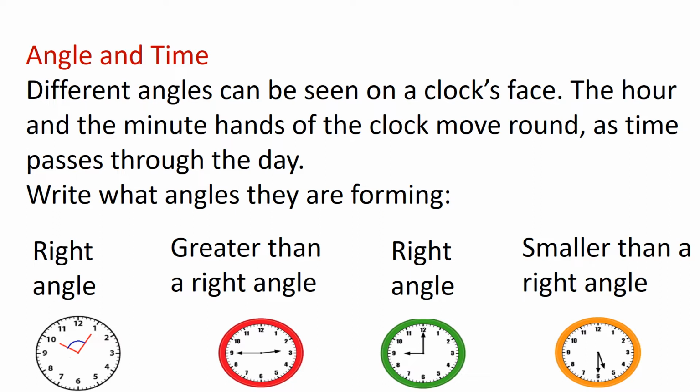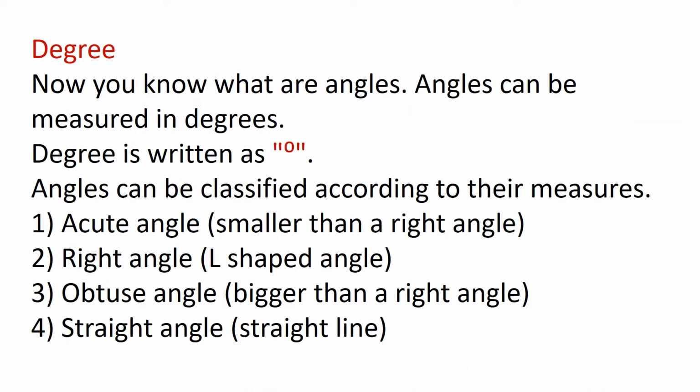Children, we can see different angles formed on a clock's face. The hour and the minute hands of the clock move round as time passes through the day. Write what angles they are forming. The first clock is showing a right angle, second one greater than a right angle, third one a right angle and the last one smaller than a right angle.